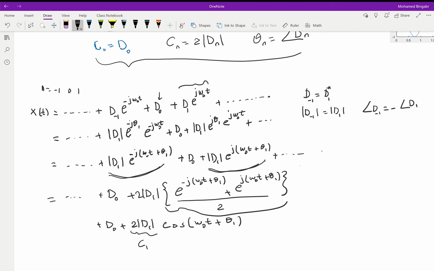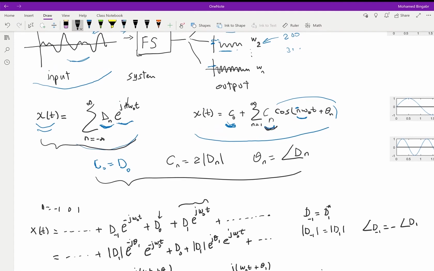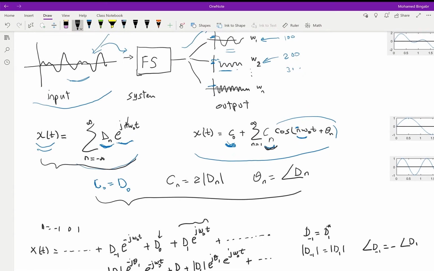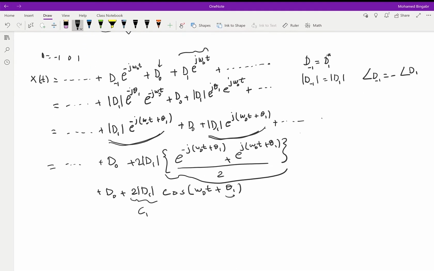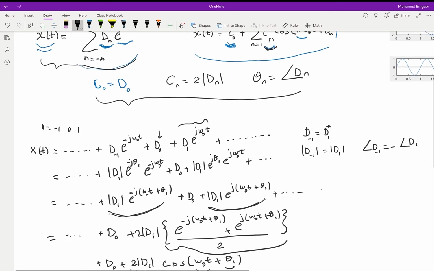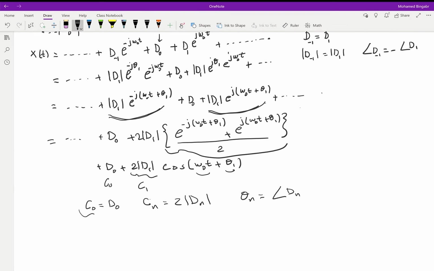So that will be C1. When n is 1, that's C1, cosine of omega 0 t plus theta 1. So that is theta 1, and that is omega 0, and this is C0. You can use this relationship after you calculate Dn, which we will show in the next example. When you calculate Dn, then you can find C0, Cn, theta n from Dn using this relationship.